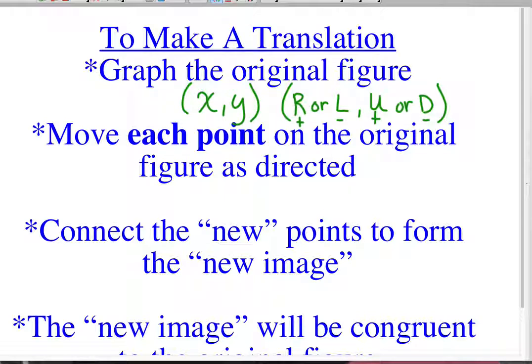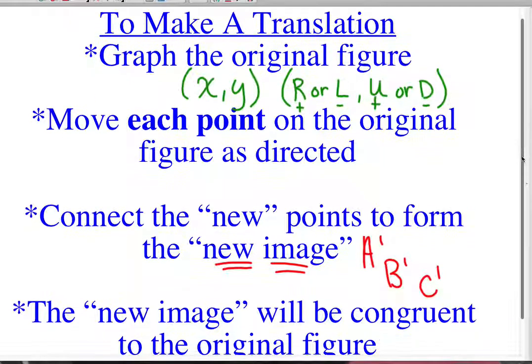Move each point on that original figure as directed, and the problem will tell you which way to move it. 2 units to the right, or 4 units to the left, or up 2 units, or down 6 units. So you'll do that. You'll move each point in the same direction, which will give you your new points. This is, again, your new image. I used that term on the last slide. And again, this would be like A prime, B prime, C prime. Those are your new points.